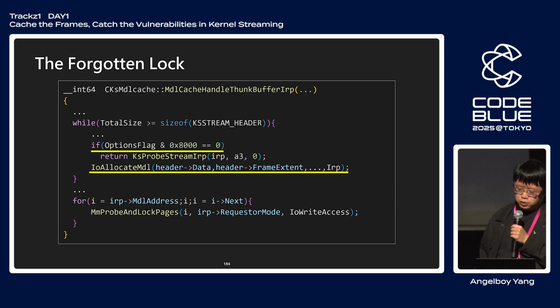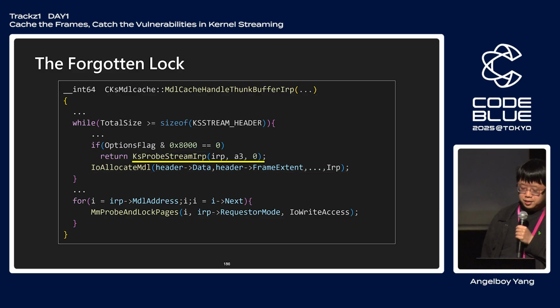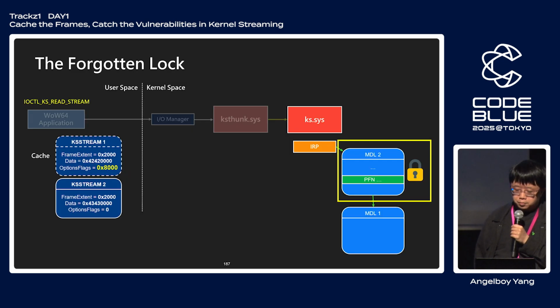If we look at the first while loop inside the driver, you will see that it checks each stream header to decide whether an MDL allocation is needed. If the cache flag is set, it will allocate a new MDL. But in our case, the first frame has the cache flag, and the second one does not. When it begins processing the second frame, it will call the pop stream IRP function. At this point, the MDL chain inside the IRP looks like this. The first MDL is already locked, but the second one is not locked at all.